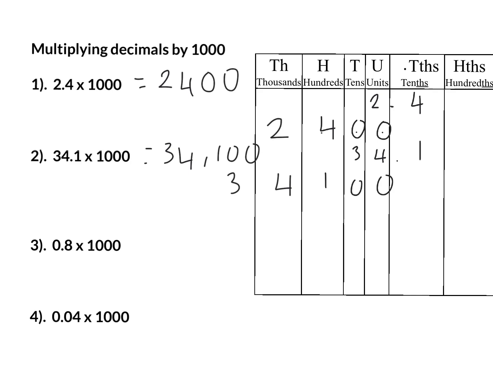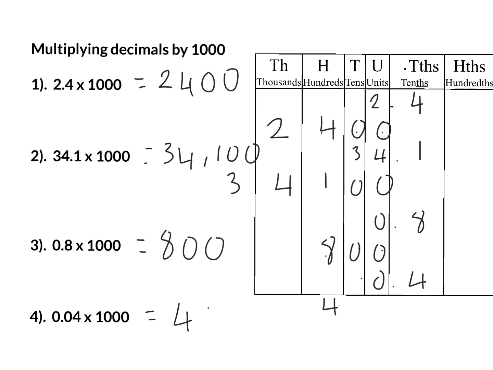Okay. Then 0.8 times 1000. So 0.8, you have 0 units, 8 tenths. So move everything over 3 places. 1, 2, 3. So 8 becomes 800, and you've 0 tens, 0 units, 800. Okay, then 0.4 times 1000. Everything moves over 3 places to the left. So 1, 2, 3, and this becomes 400.